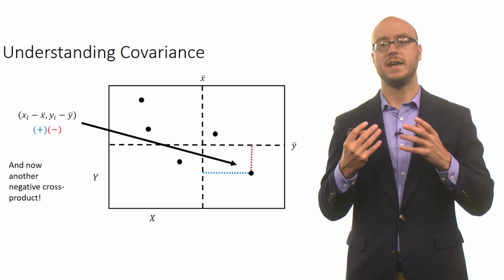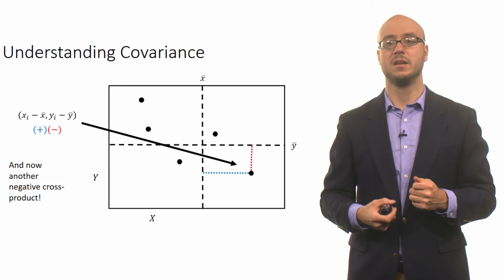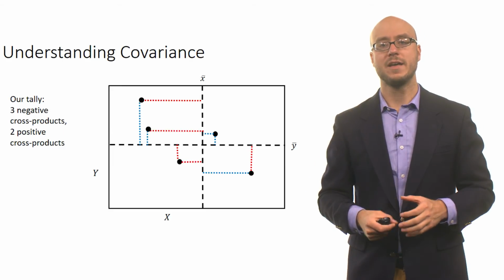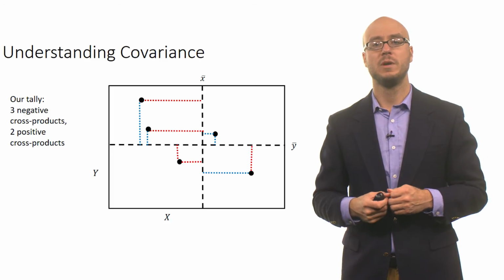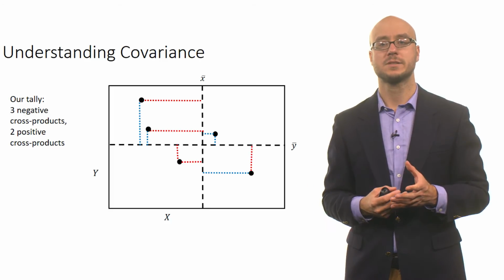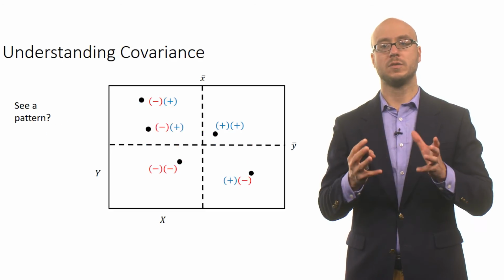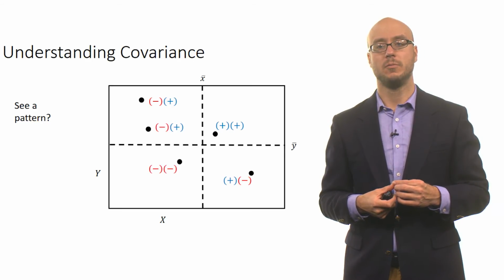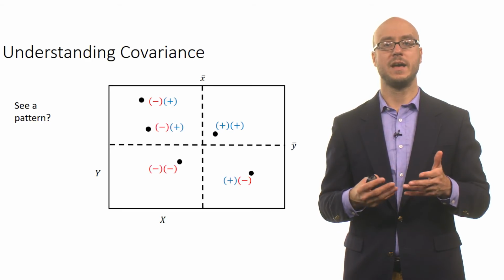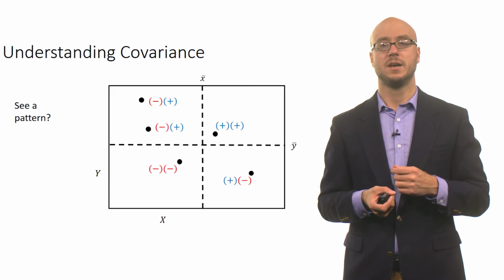And again, we have a negative cross product, because a positive times a negative is in fact a negative value. So overall, tallying up what we've calculated, we have 3 negative cross products and we have 2 positive cross products. So you can just summarize it using this sort of pattern. We have 3 values that entail some combination of a negative and positive value.